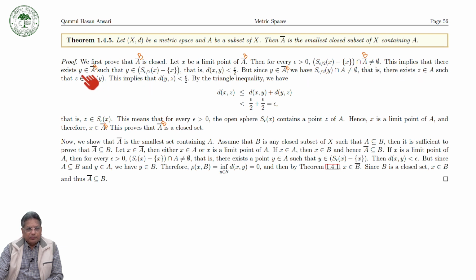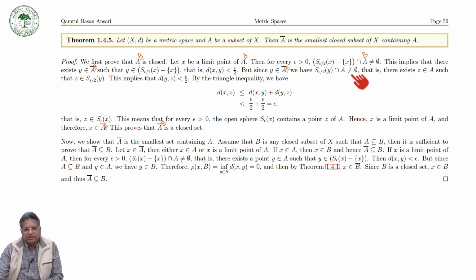This implies that there exists some Y in B such that Y lies in this set. That is to say, the distance between X and Y is less than epsilon by 2. But since Y is in B, and B is the closure of A, it means that it is the limit point of this set, and therefore an open ball with center at Y intersection A must be non-empty.